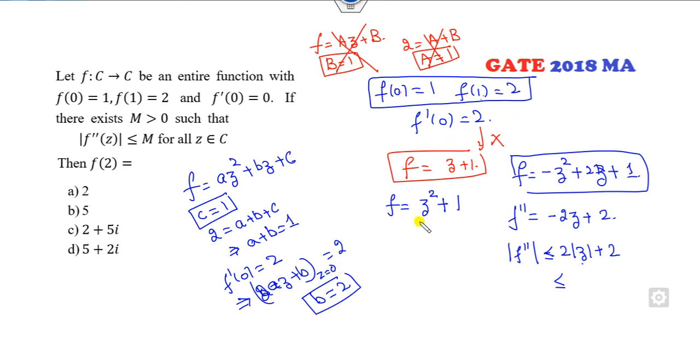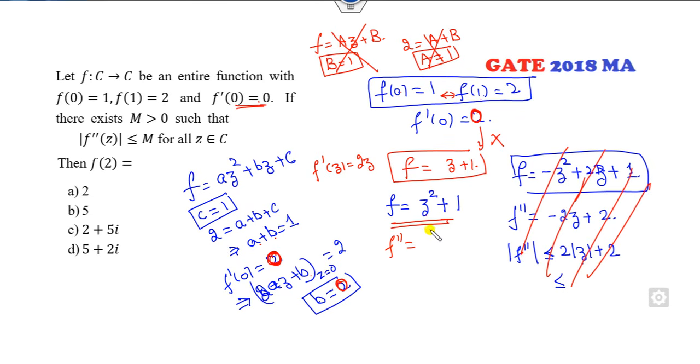So I can assume this function. What is the first derivative of this? It is 2z, but it is not. Sorry, f dash of 0 is 0. I wrongly wrote it here. F dash of 0 is 0. So it means b is 0. If b is 0, a is 1. So this is not there. Now, what is the second derivative? It's 2. So if I substitute here, it means I can find a bounded function of this.